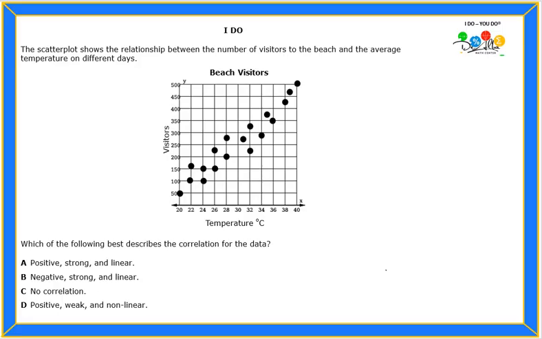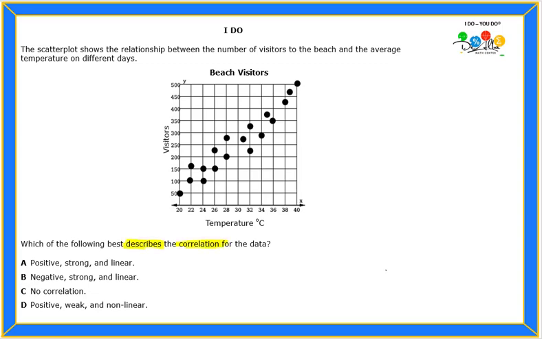And it says, the scatter plot shows the relationship between the number of visitors to the beach and the average temperature on different days. Which of the following best describes the correlation for the data? Okay, so we're looking for what? I want to see if we can describe the correlation.